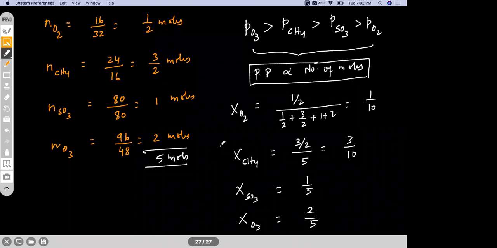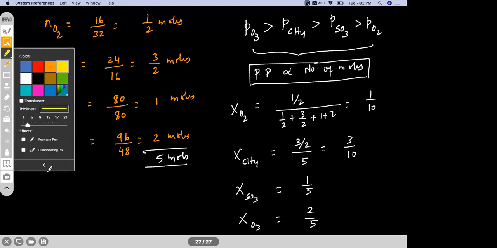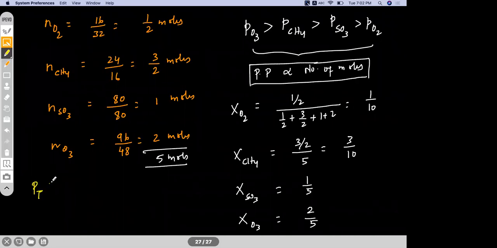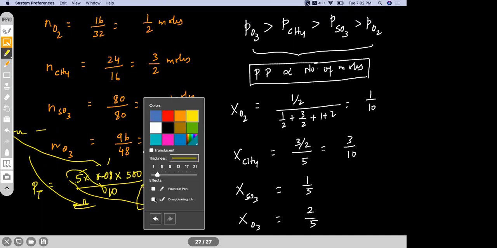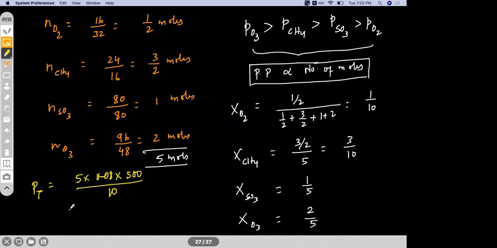Now total pressure, you know, because temperature, volume and R value are given. So you can find out the total. What is your total pressure here? Did you calculate total pressure? PT is equal to nRT by V. n is 5, R is 0.08, T is 227 plus 273, so 500 Kelvin, divided by the volume, which is 10. This pressure is 20 atmospheric we get.